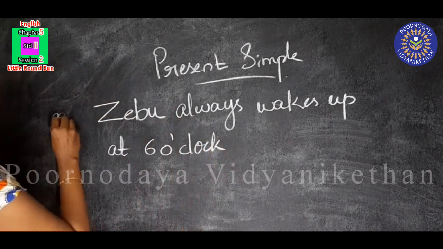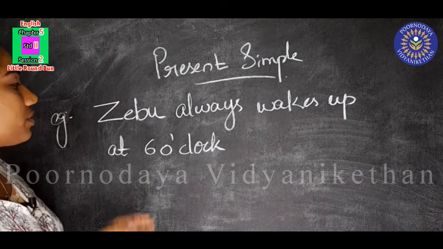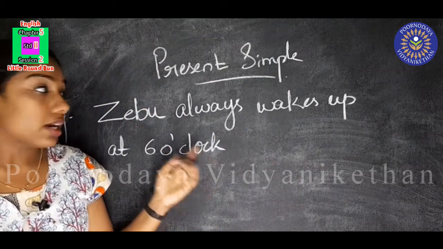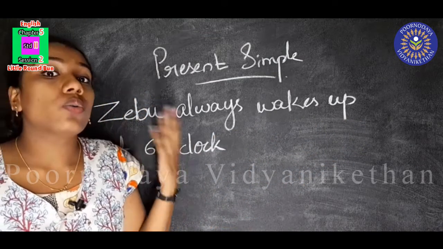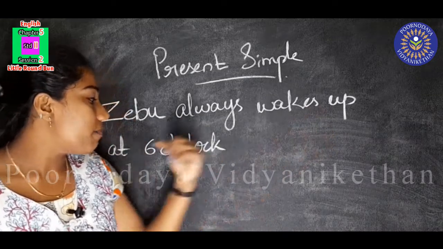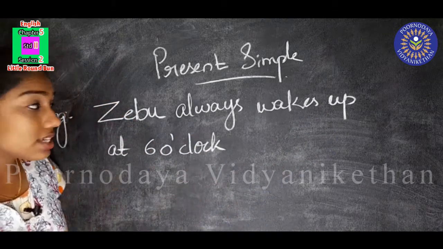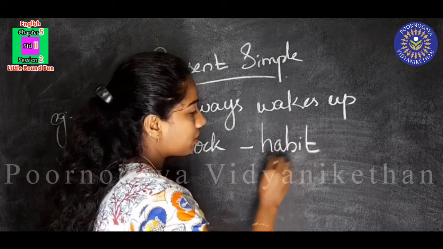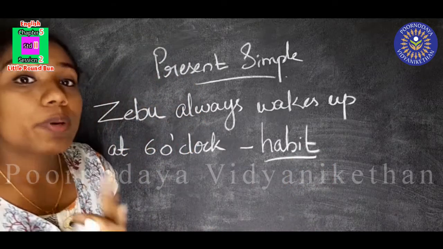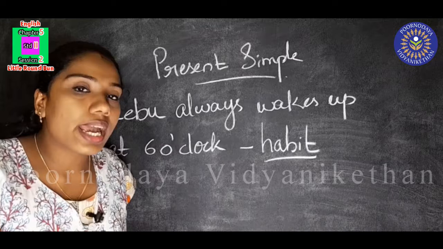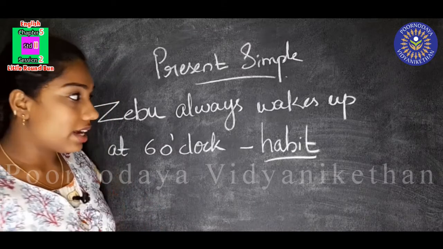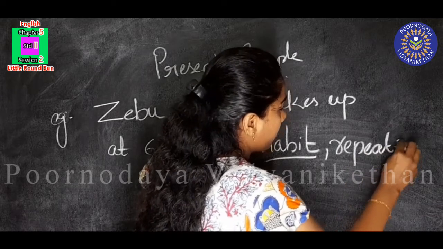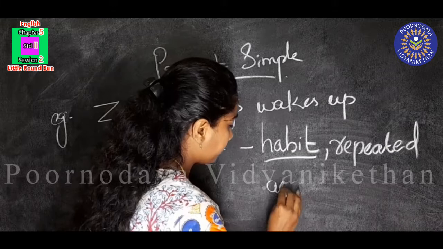So, this is an example. Look here, children. Zebu always wakes up at 6 o'clock. Zebu is a boy and every day he wakes up at 6 o'clock. So, it is his habit, isn't it? And it is a repeated action because every day he wakes up at 6 o'clock.